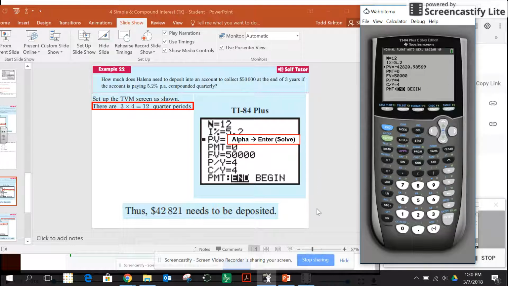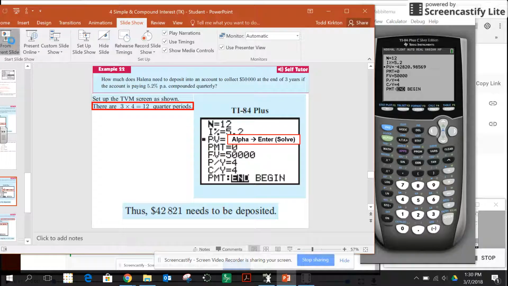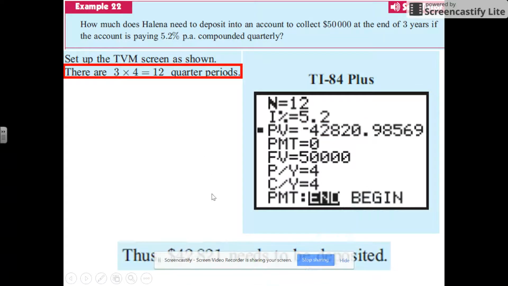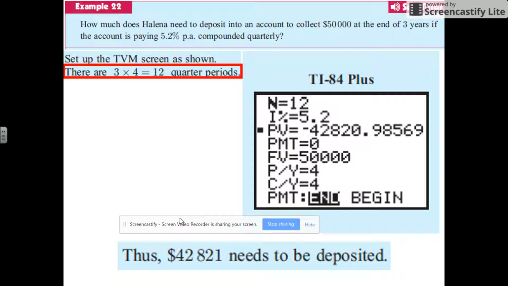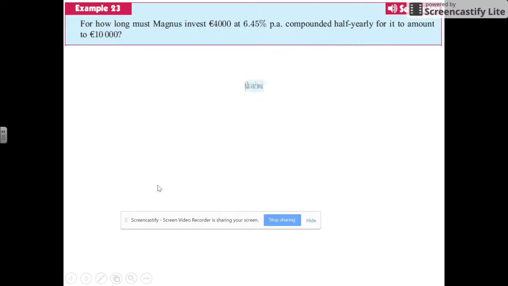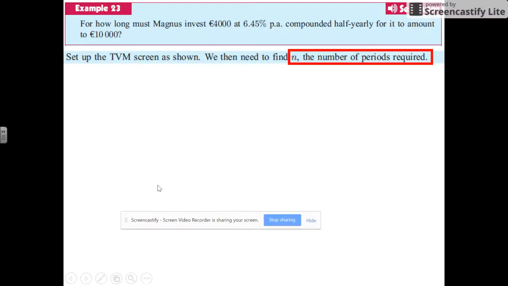Don't give a decimal value. That's a whole dollar amount. They round it up to the next dollar. Stop and make sure you get those numbers to show up on your calculator. Help each other out. Alpha solve.